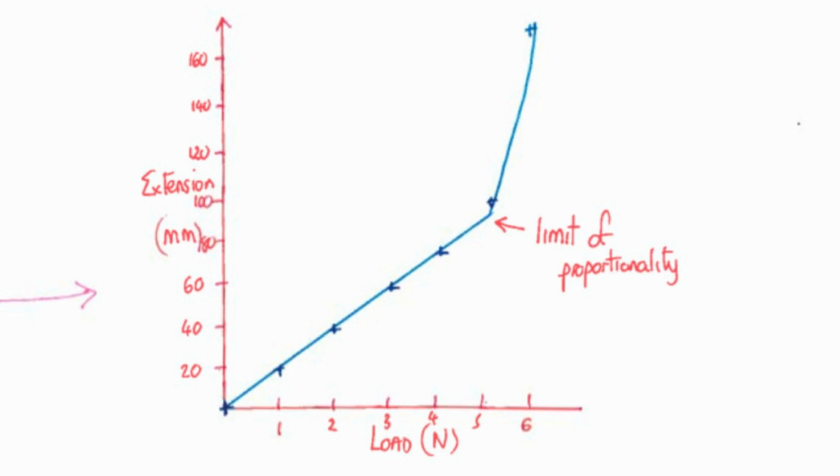This is known as the limit of proportionality. It no longer behaves in a predictable fashion. And indeed, at this point, you'll find that the spring has been damaged. It will not go back to its original length. So that key point, where it suddenly starts going a bit wrong, is known as the limit of proportionality. You need to make sure you know that in the exam. Extension up the left-hand side, load along the bottom.